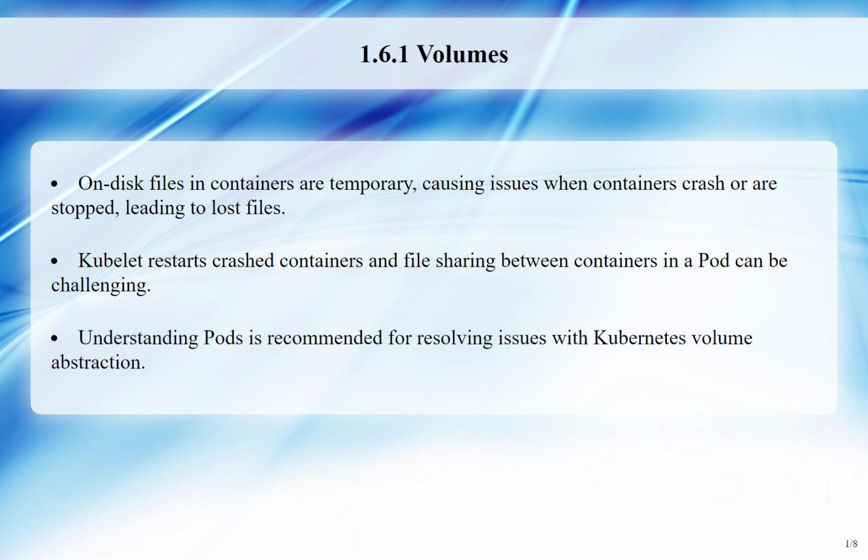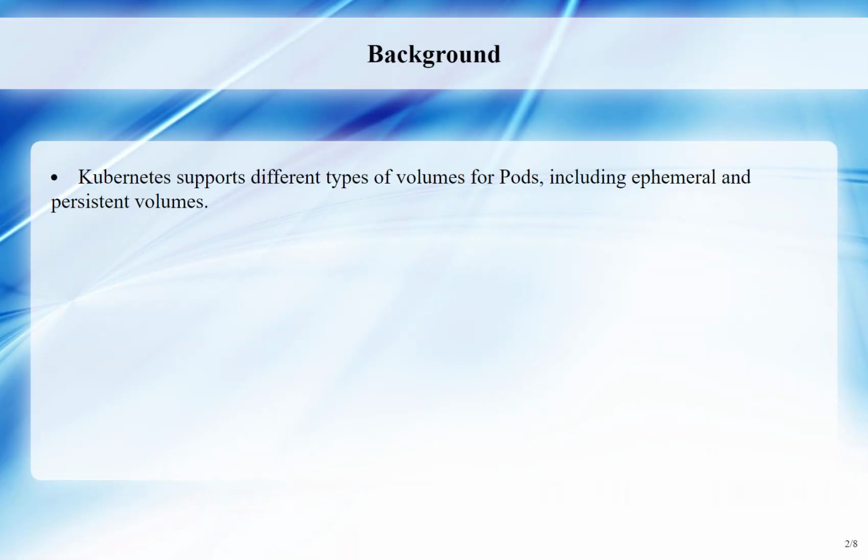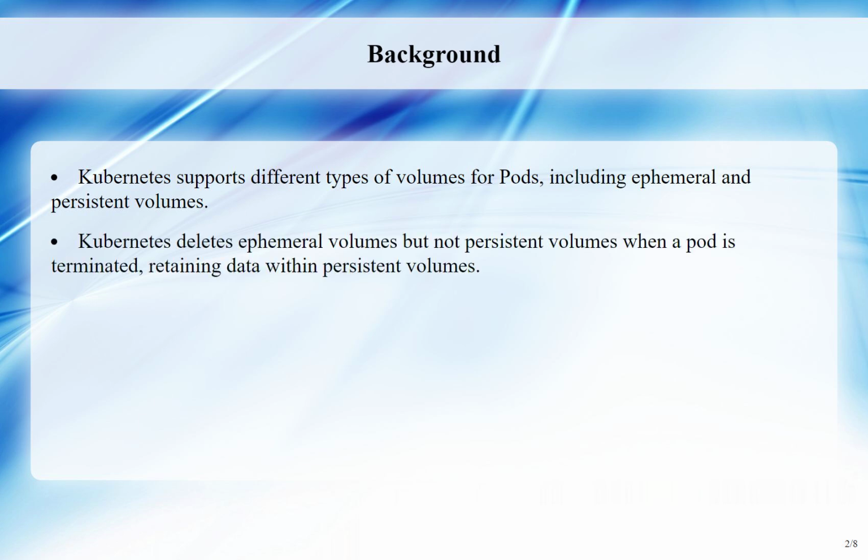The Kubernetes volume abstraction resolves these issues, but understanding pods is recommended. Background. Kubernetes supports various types of volumes that can be used by a pod simultaneously. Ephemeral volumes only last for the lifetime of a pod, while persistent volumes continue to exist beyond that. When a pod is terminated, Kubernetes deletes ephemeral volumes but not persistent ones.